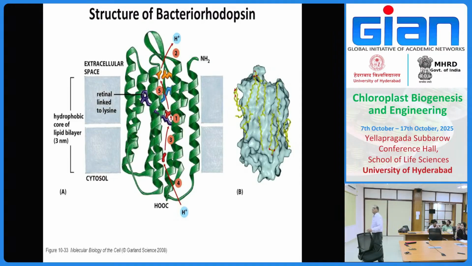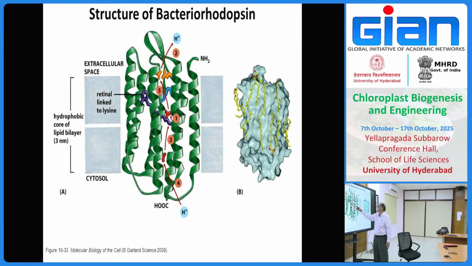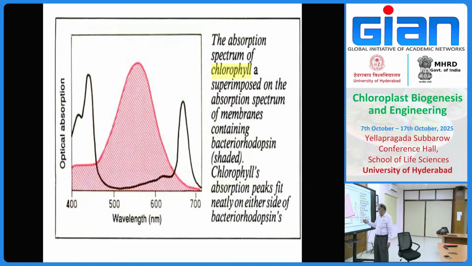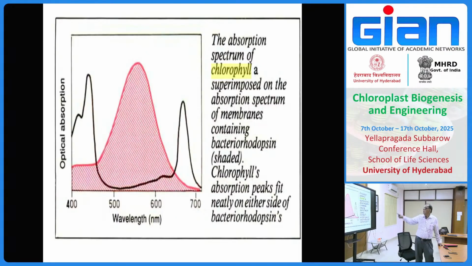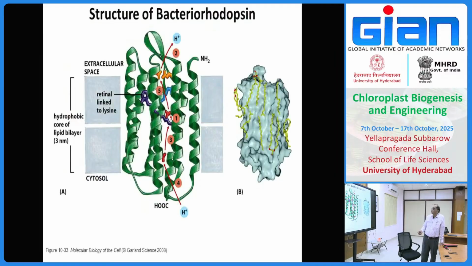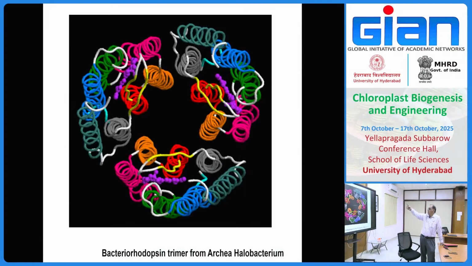You see the retinol, this structure, that absorbs the green light. Therefore, this is green. That is the absorption spectrum of that retinol. And this is in the membrane. A lot of retinol is attached here. This is a structure of bacteriorhodopsin, the trimeric structure of bacteriorhodopsin. It is a trimer.